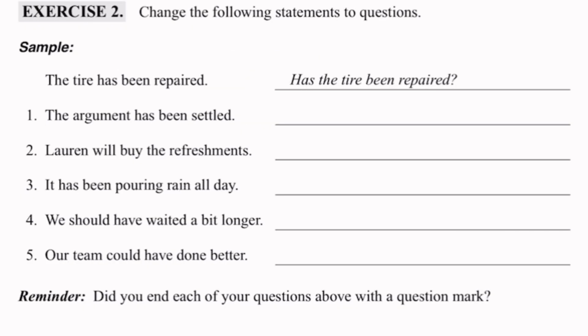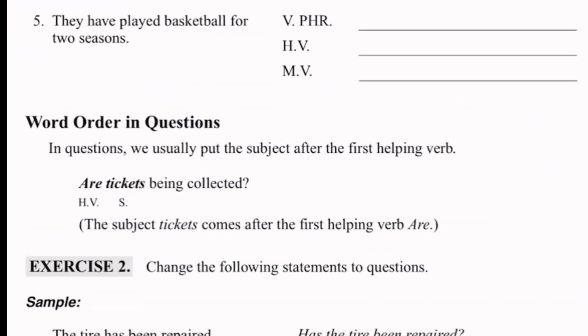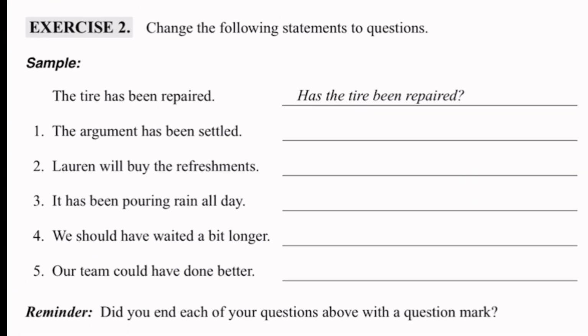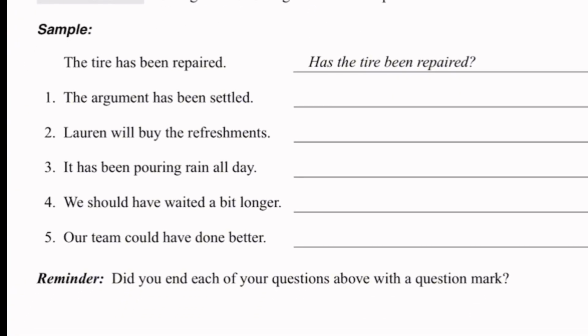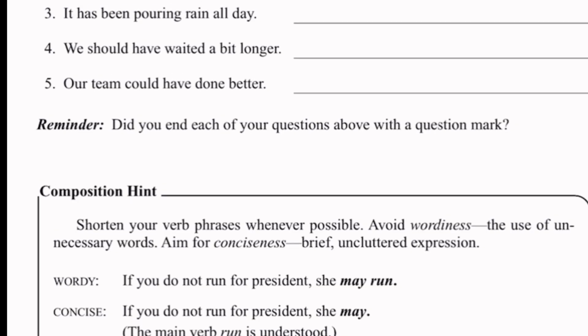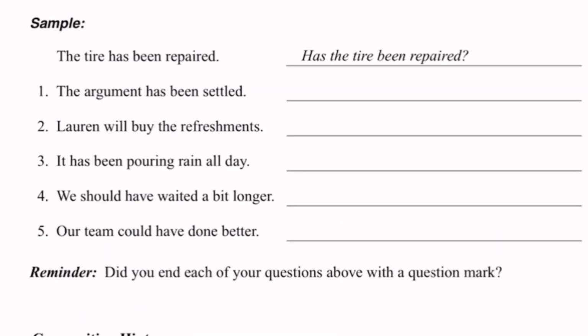The argument has been settled. It will be what? Has the argument been settled? Yeah. Lauren will buy the refreshment. Then it will be what? Will Lauren buy the refreshment? So please take note of that. And please, when you form the sentence, make sure you put your question mark.